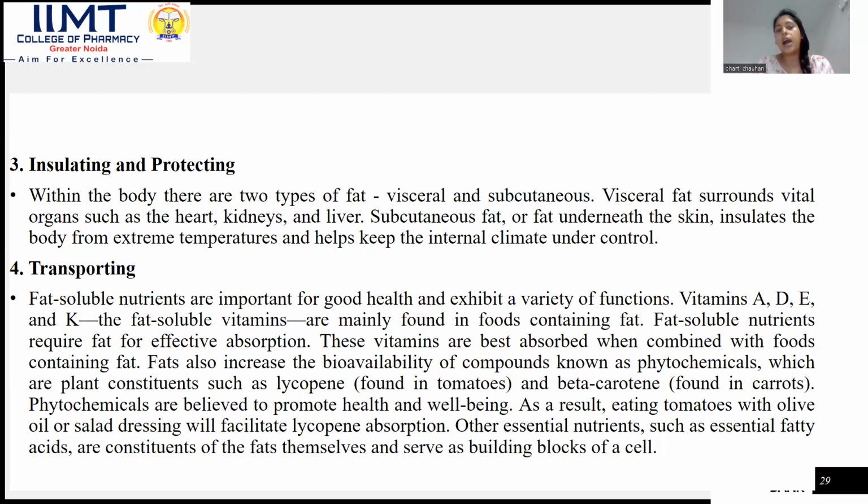So next is transporting. Fat-soluble nutrients are important for good health and exhibit a variety of functions. As I've already discussed, vitamins A, D, E, and K are transported by the lipoprotein called a chylomicron, right? As they cannot transfer on their own, we need a lipoprotein to carry these substances to their destination point.